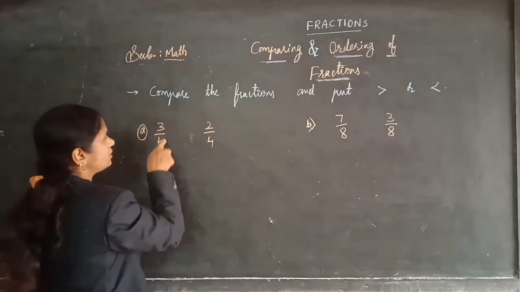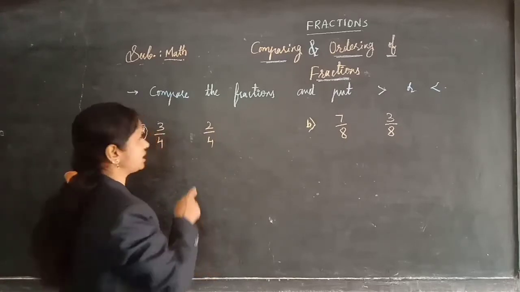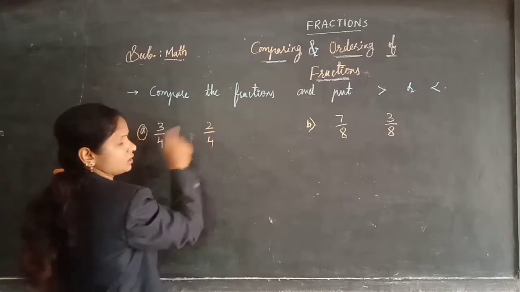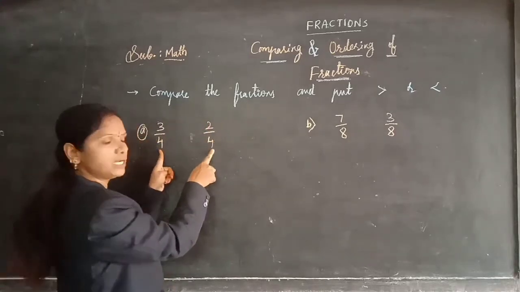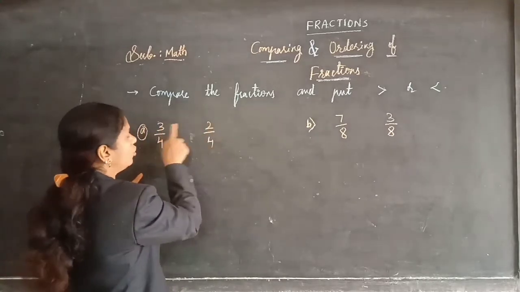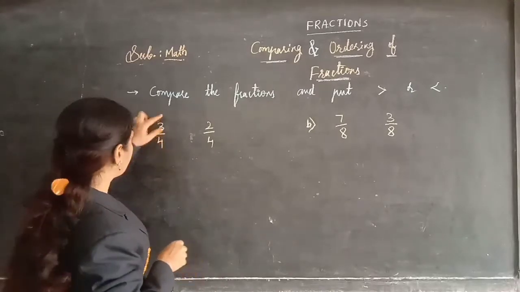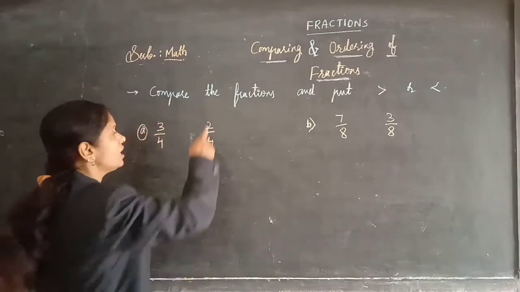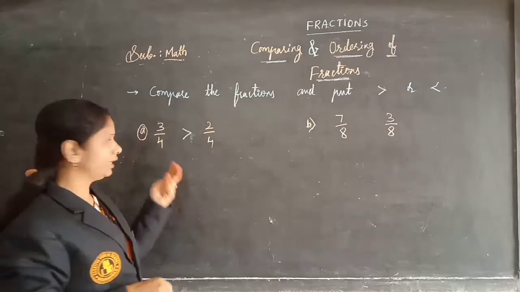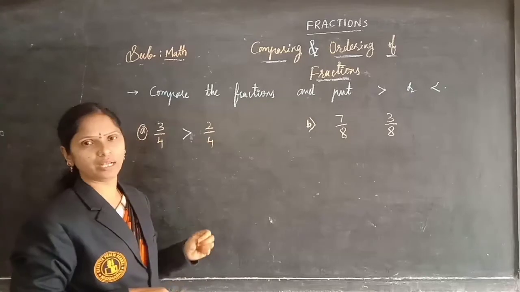So here 3 by 4, 2 by 4, which one is the larger? Easily you can say 3 is greater than 2, no, children. The denominators are the same, so compare the numerators. Here 3 and 2. Which is greater? 3 is greater, children. So 3 by 4 is greater than 2 by 4. Greater means 3 by 4 is bigger than the 2 by 4 value.